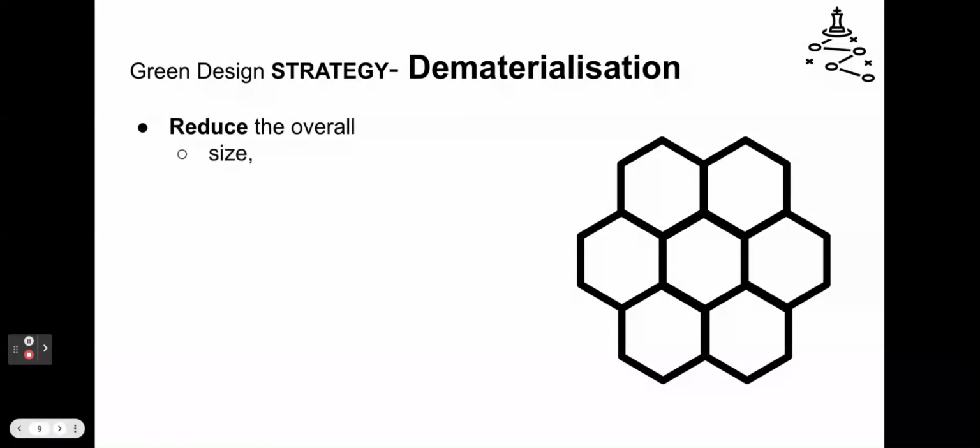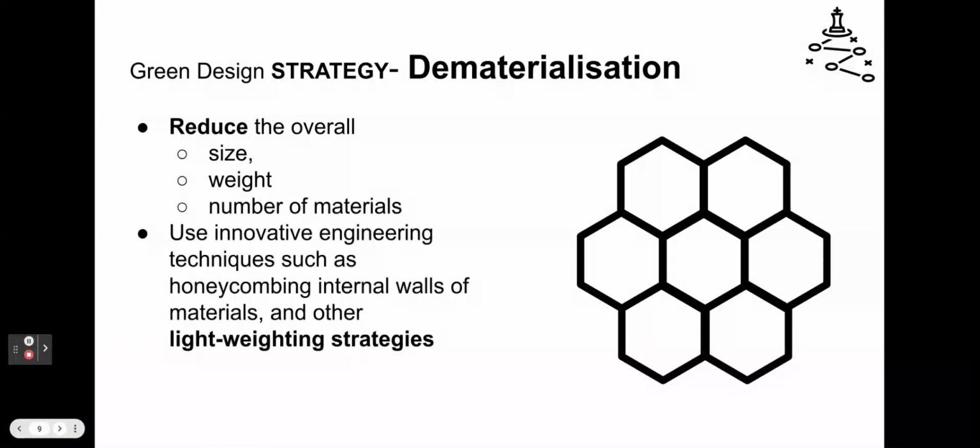So that could involve reducing the overall size of your product, weight of your product, the number of materials you use. It could also mean changing how you engineer your product. So for example, a good lightweighting strategy, which you might actually see if you've ever watched any of the products in our workshop get 3D printed, is called honeycombing. So rather than the walls being solid, you have honeycomb-shaped buttresses instead that still provide structural stability, but there's a lot more space between them that will use less material.